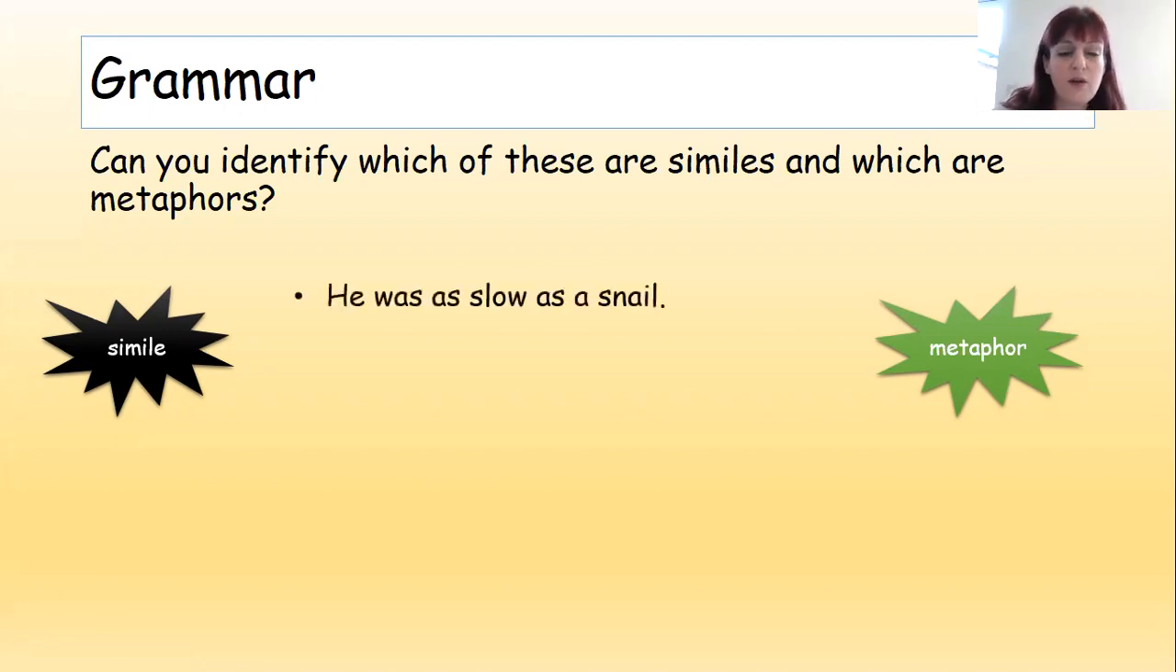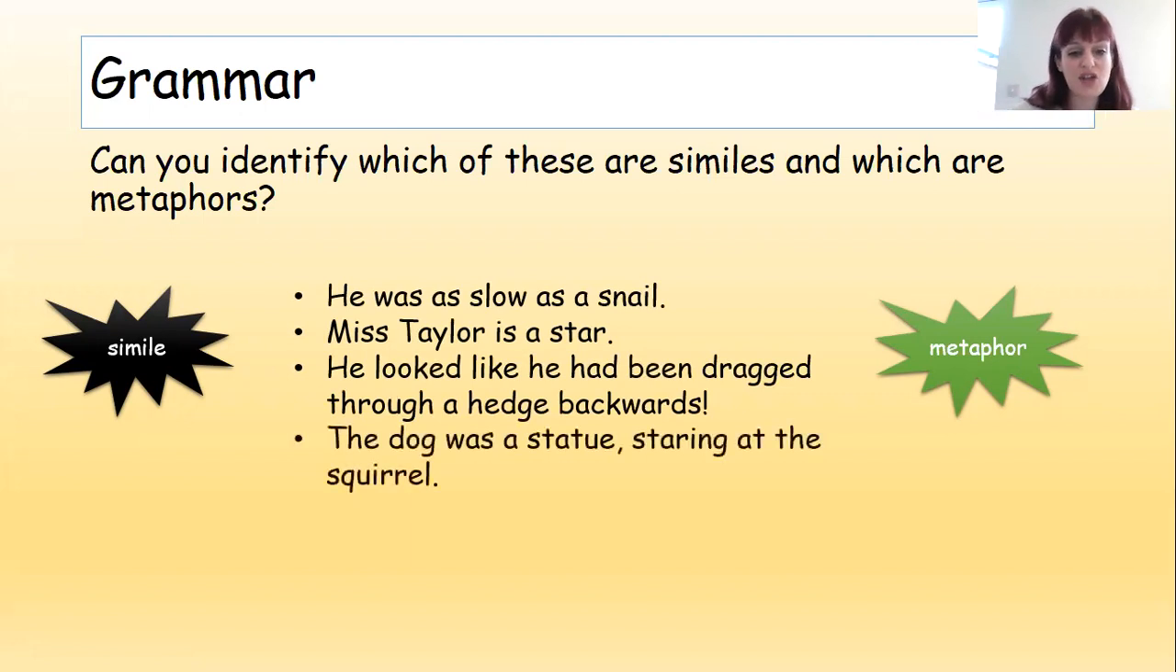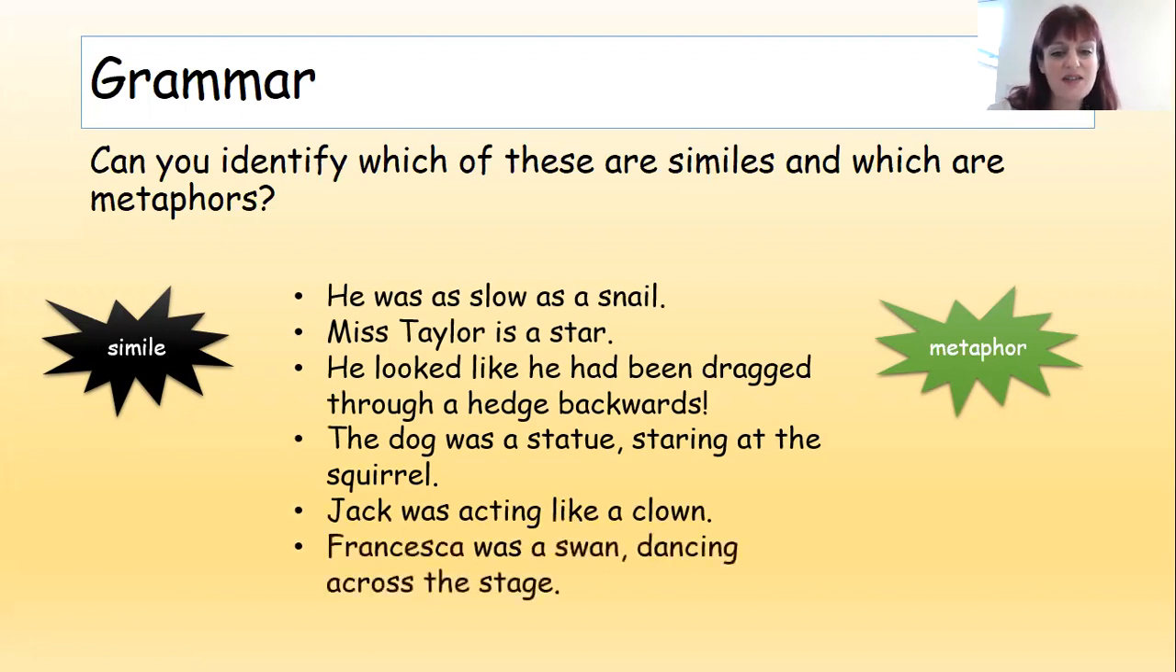Okay, so he was as slow as a snail. Miss Taylor is a star. He looked like he'd been dragged through a hedge backwards. The dog was a statue staring at the squirrel. Jack was acting like a clown. And Francesca was a swan dancing across the stage. Okay, which are similes and which are metaphors?